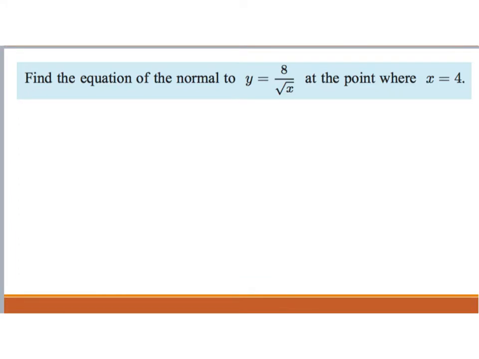This is an example of a problem asking for the equation of a line normal to a curve or a function. It says find the equation of the normal to y equals 8 over root x at the point where x is equal to 4.